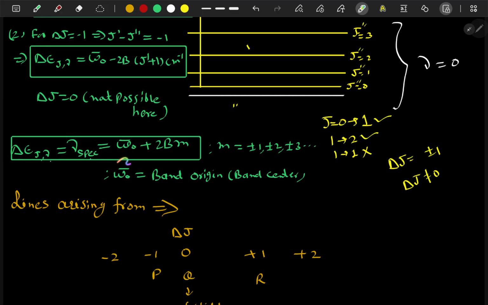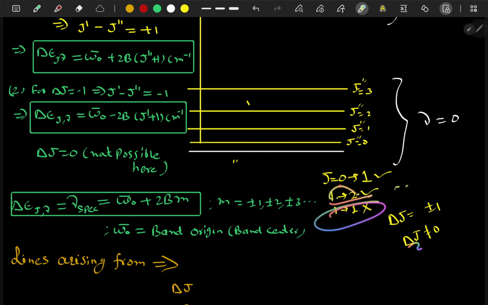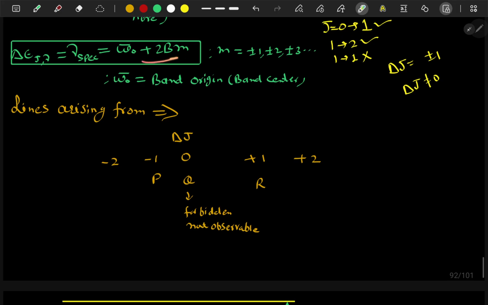ΔE_J = μ(ω₀ bar + 2Bm), where m = ±1, ±2, ±3, and ω₀ bar is the band origin, the band center. J = 0 to 1 is possible, since ΔJ = ±1 is possible. So 1 to 2 is possible, 2 minus 1 equals 1, and 1 minus 2 equals minus 1. From 1 to 1 it is not possible because ΔJ is not equal to 0. So just remember 2Bm for this.